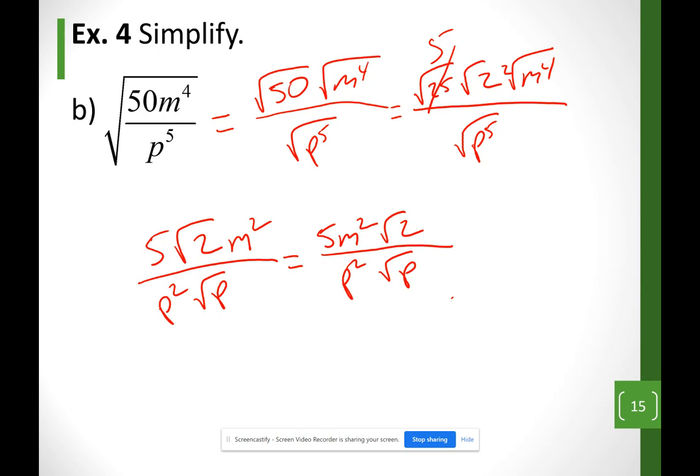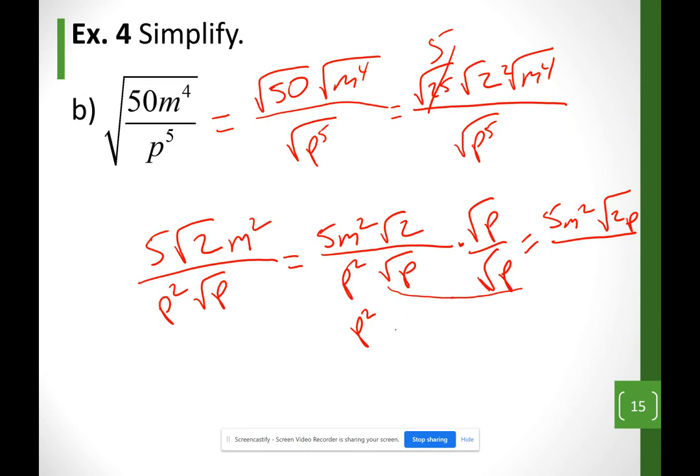Like I said, I'm interested in just having the radical by itself. Then I have to get rid of the radical from the bottom. So let me multiply top and bottom by radical p. So that gives me 5m squared radical 2p. Now here, there's the p squared at the front. We can see it as the square root of p squared, which just becomes p. So at the end here, I'm going to have a p to the third at the bottom.